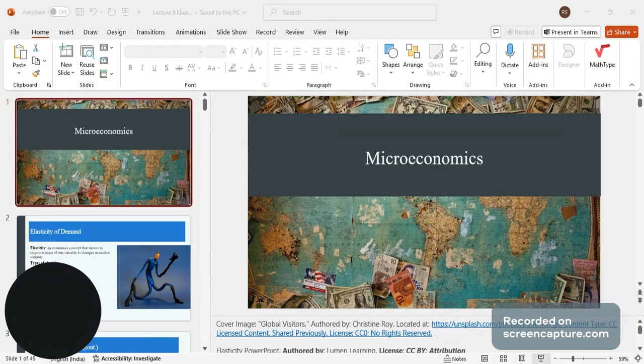We had already discussed the concept of microeconomics and the concept of law of demand, demand schedule, and many concepts related to this. And now we will discuss the concept of elasticity in microeconomics, and this is a very important chapter.